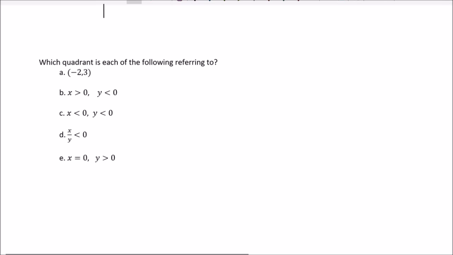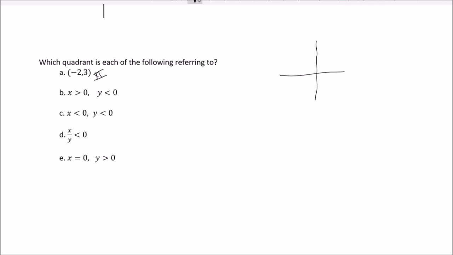All right, we're going to answer in which quadrant are we referring to in each of these 5 examples. All right, so I'm just going to draw a little xy axis over here. All right, what about negative 2, 3? Negative 2, 3 would be left and up. Okay, that's an easy one. That's quadrant 2.